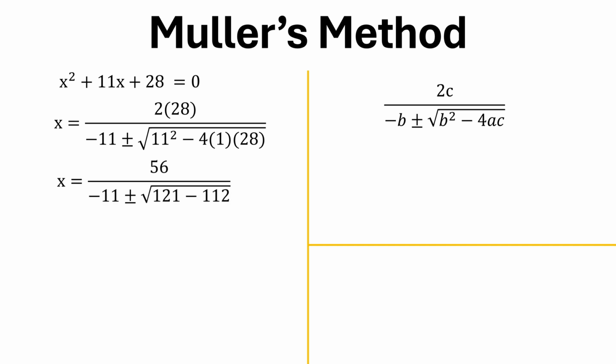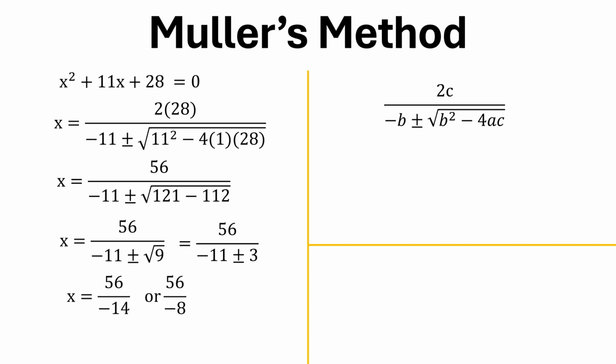Next, x is equal to 56 divided by minus 11 plus or minus the square root of 121 minus 112. Next, x is equal to 56 divided by minus 11 plus or minus the square root of 9, which is equal to 56 divided by minus 11 plus or minus 3, which means x equals 56 over negative 14, or x equals 56 over negative 8, which means x equals minus 4 or x equals minus 7 as expected.